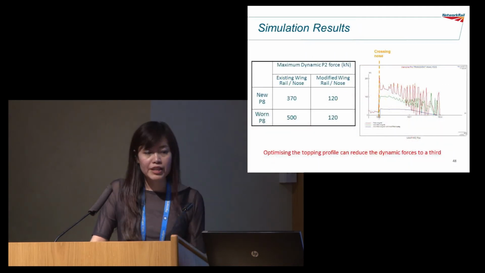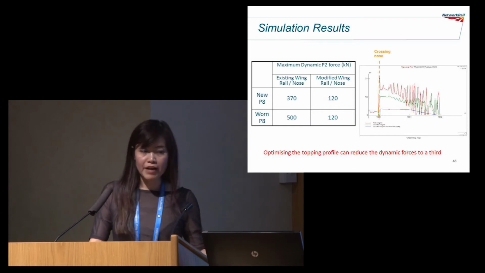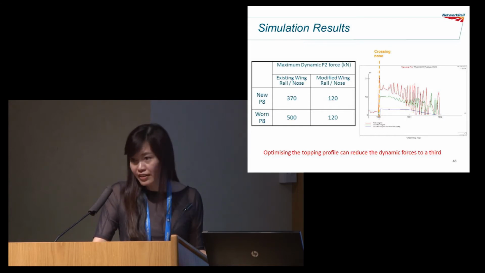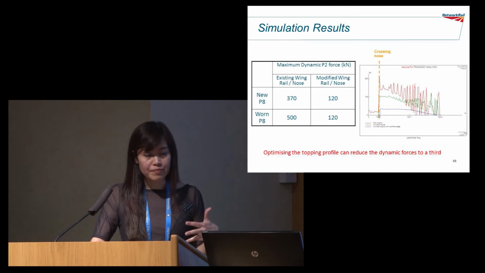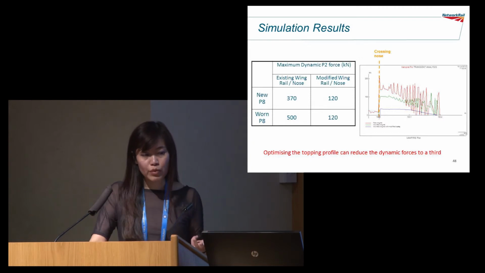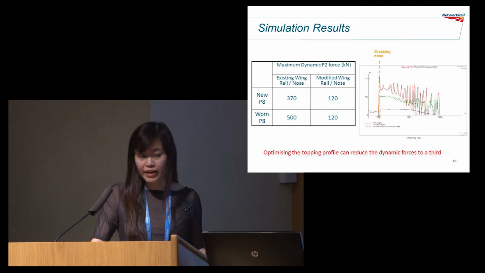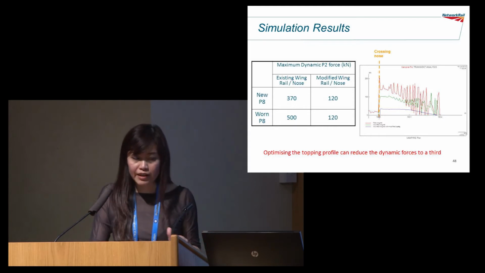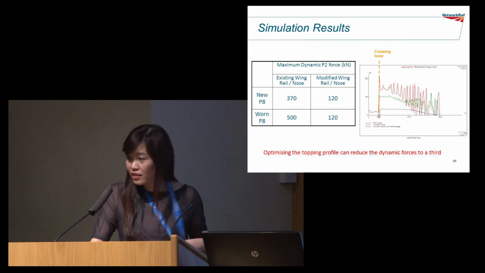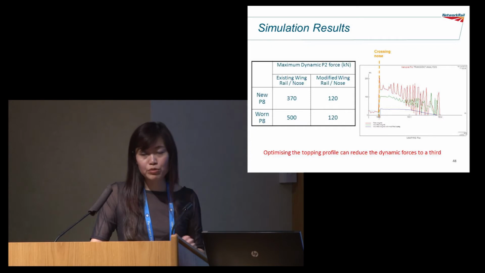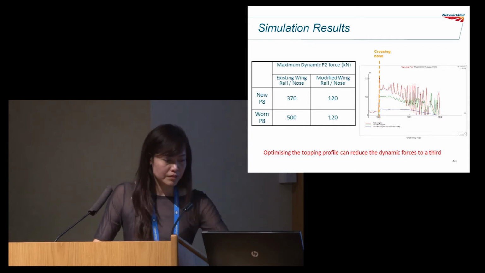So I did some simulations with a modified wing rail and nose design. It shows that if you optimize the wing and the nose profile, you can actually reduce dynamic forces to a third. You're solving the root cause of the problem.